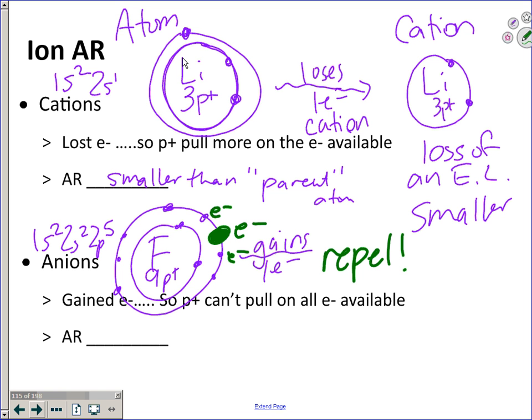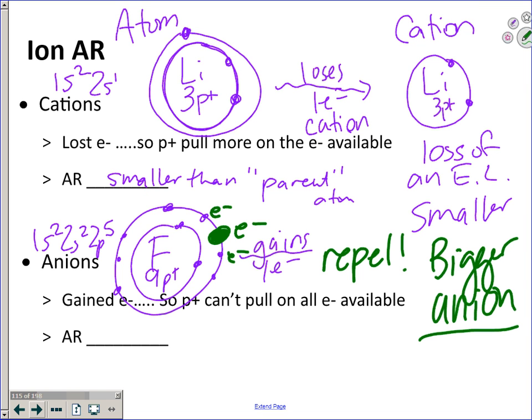So think about this. Okay, hold up your hand like this. This is your valence shell with your 7 electrons, and you added another electron, and they repel. What do you think is going to happen? That's nice thing. Yeah, they just repel. They just push away. So this one's bigger. So the anion is bigger than its parent. The cation is smaller than its parent, just by the nature of how the electrons are lost or gained within the shell.